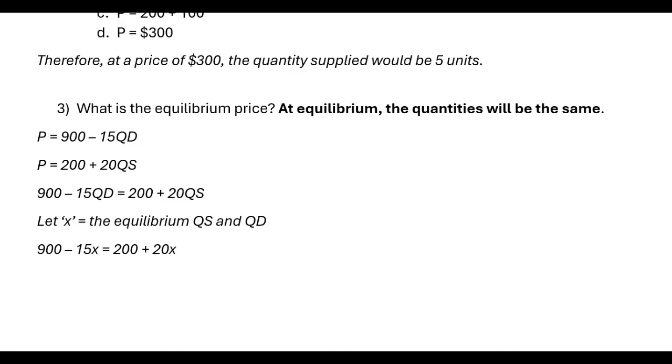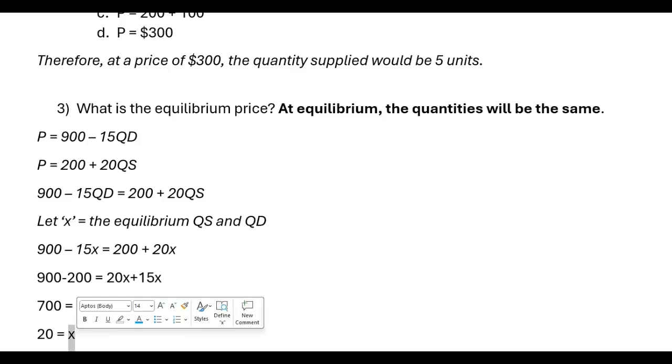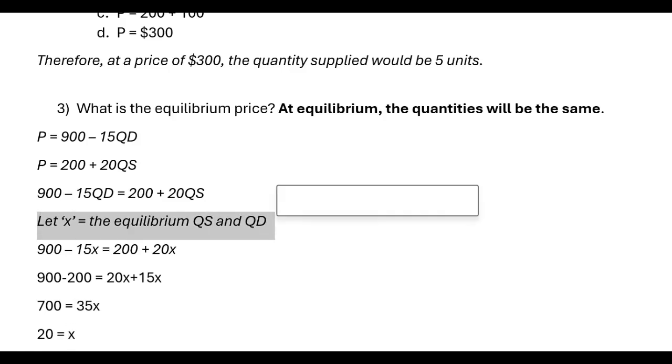But what I'm going to do is move the whole numbers to one side, and move the x variables to the other side, 20x plus 15x, and I'm left with $700 is equal to 35x. And then to solve for x, which is the equilibrium quantity, I'll divide both sides by 35, and I get 20 is equal to x. So now I have x, which is the equilibrium quantity, and the equilibrium quantity is 20.